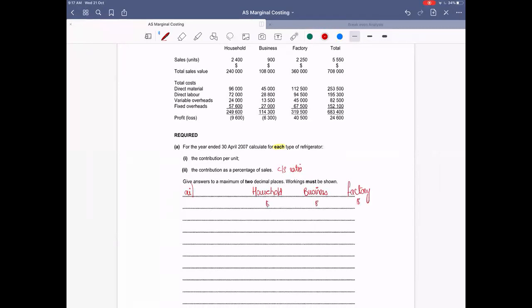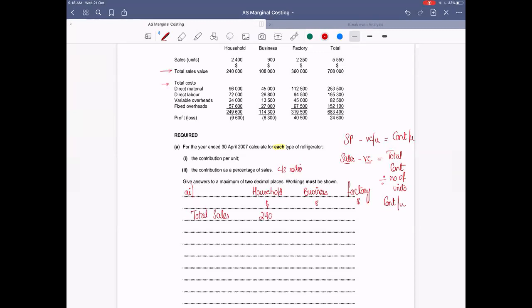If I want to find out contribution per unit, selling price minus variable cost per unit gives us contribution per unit. But since everything is given in total, sales value and costs, what we can do instead is subtract the total variable cost from sales to get the total contribution. Once we have total contribution, we can divide that by the number of units to get contribution per unit. So let's start off with total sales for all three products.